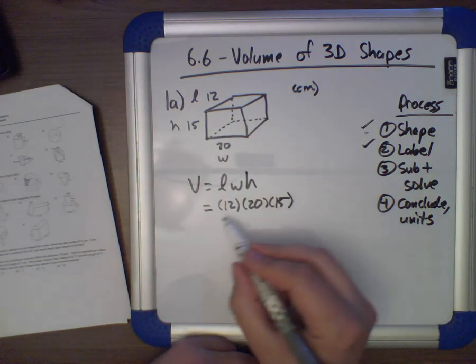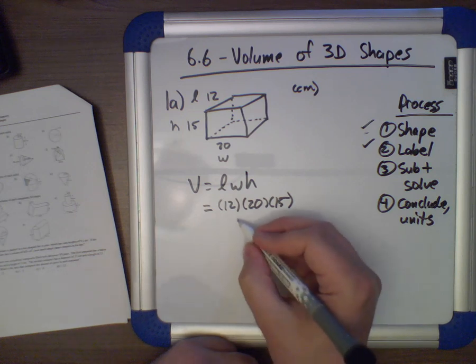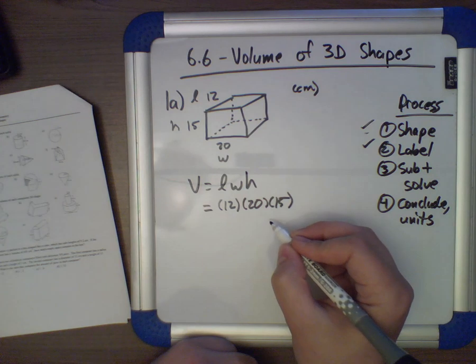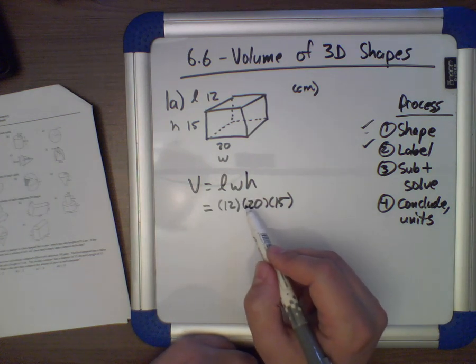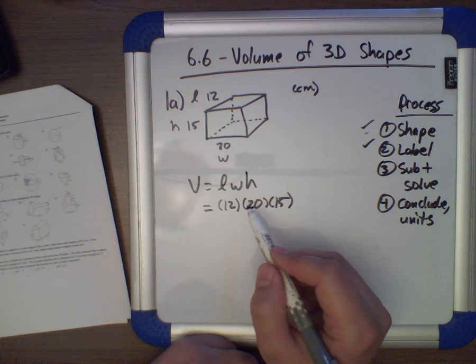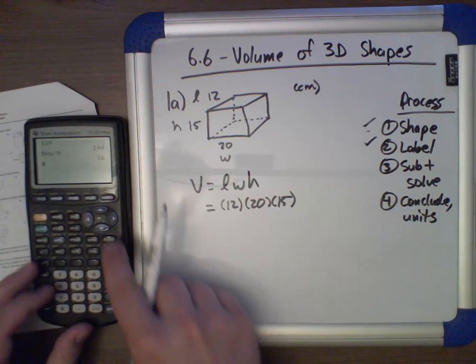Also, just a quick reminder, if I just use the brackets, that just means multiply. I could write 12 times 20 times 15, but we already have so many letters, I don't want you to get confused and think my multiplication symbol is an X. So let's just do our math. We've subbed. Let's do the solve part.